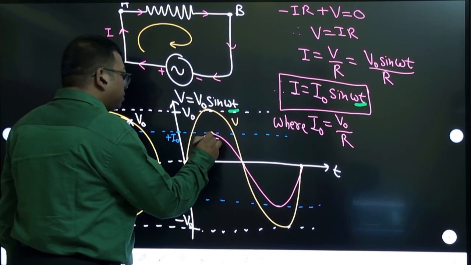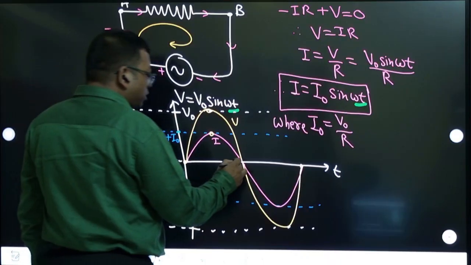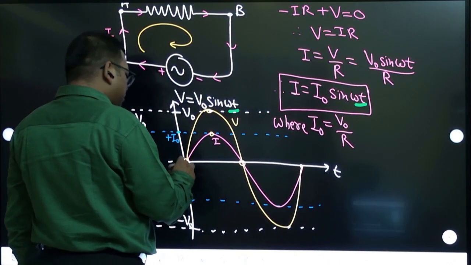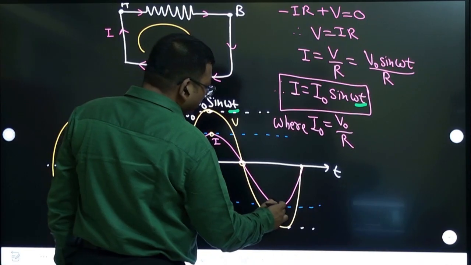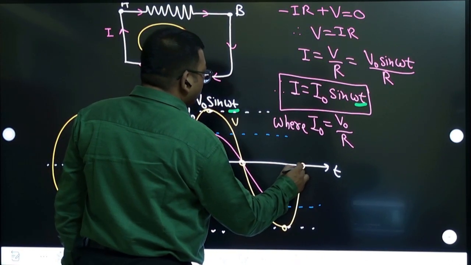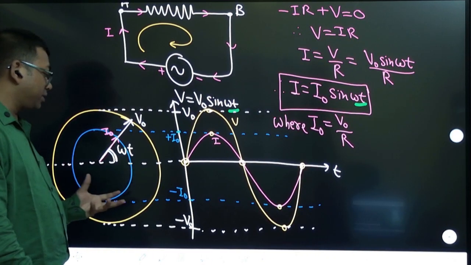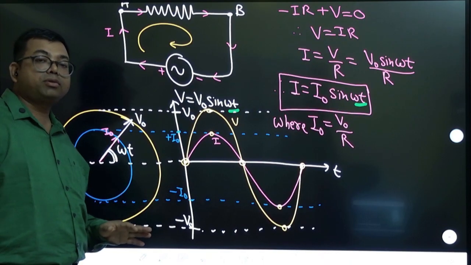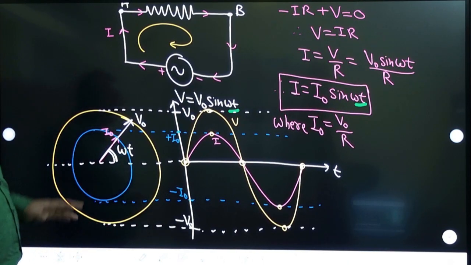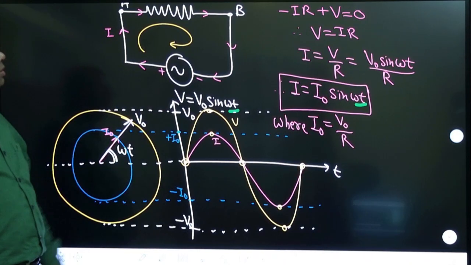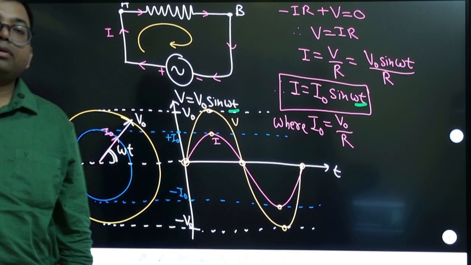Together they will reach the peak value. Together they will become zero. Together they started with zero value. Together they will get the minimum value. Together again they will complete the cycle. So this is the phasor diagram, and this is the graph of the phasor diagram. And this graph is for a purely resistive circuit. Clear?